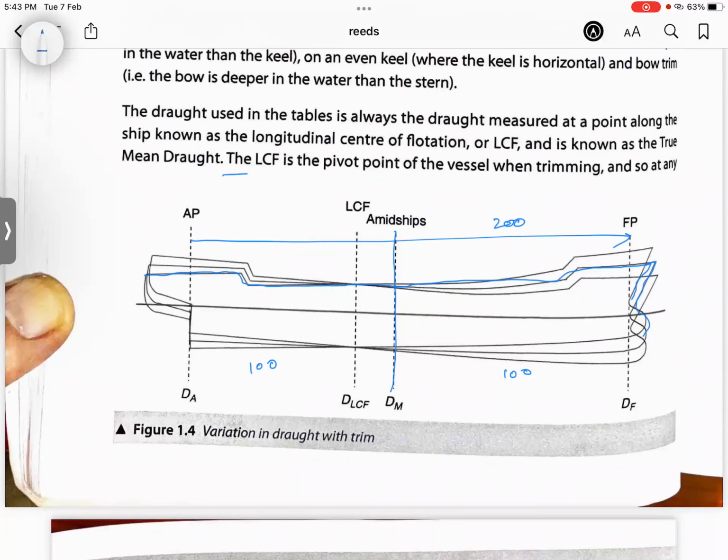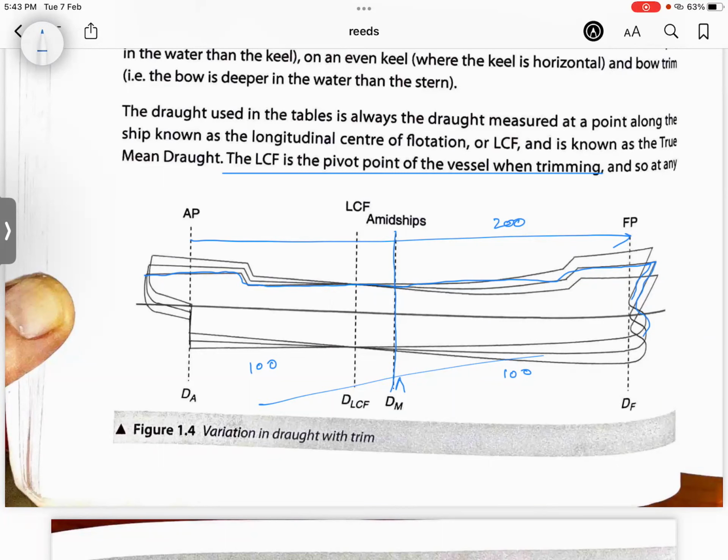LCF is the pivot point of the vessel when trimming. Pivot point means the point from where the vessel is trimming. Okay, समझ रहे आप? It is the center point or the pivot point from where the vessel is. See, it's like a fulcrum. लीवर का fulcrum होता है ना, जहाँ पे vessel आपको ऊपर नीचे जाएगा. That is the pivot point.